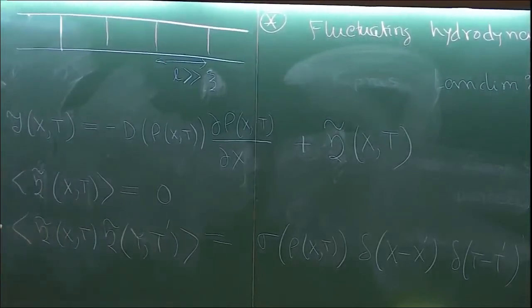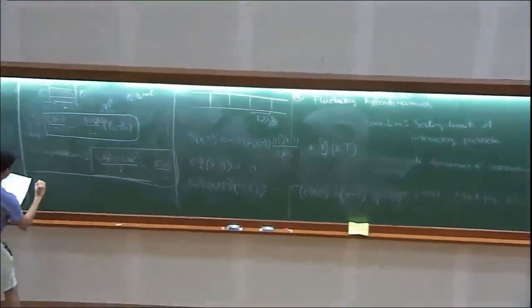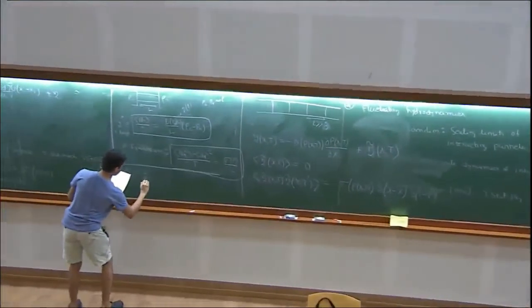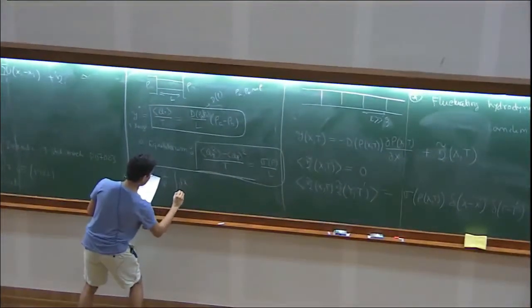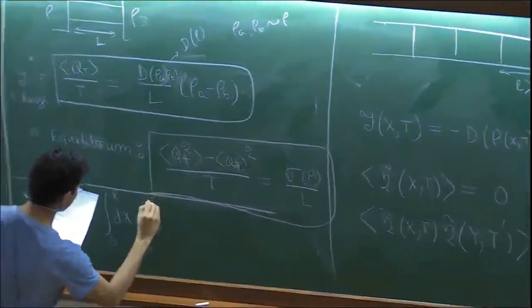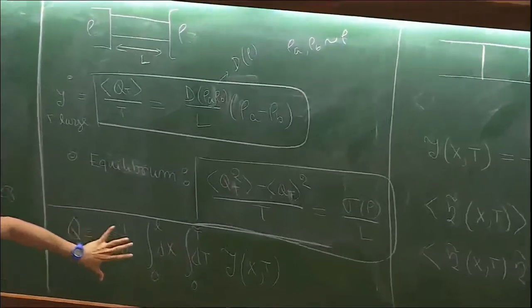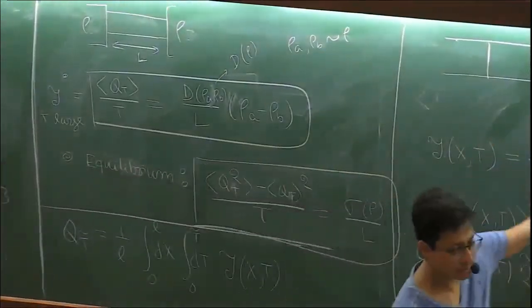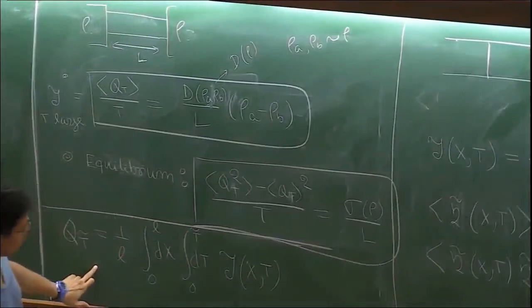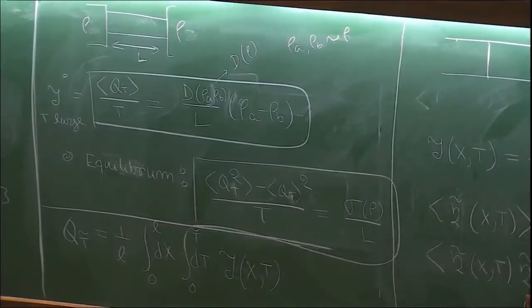You can actually see that this description is equivalent to this description, by simply defining the total current this way. Q of T is the integral from 0 to L of dx, and from 0 to t wiggle of dt, of J of x, t. So this is like the average net flow of particles in this box. And then starting from here, you can get back these two relations. So this is just to tell you that these two are equivalent.